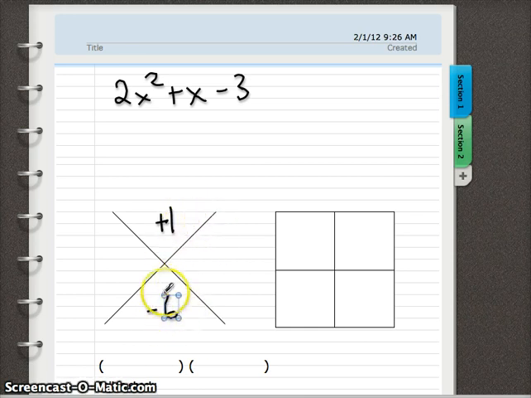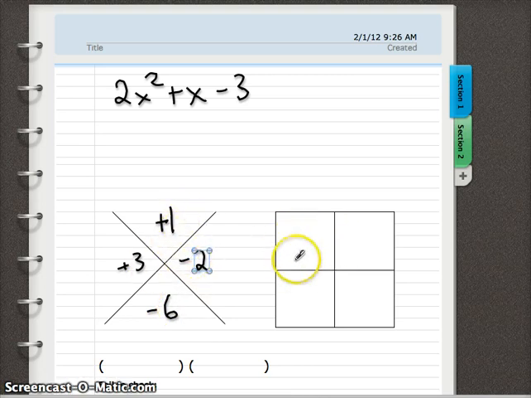Well, 2 and 3 are factors of 6, but how do they multiply to get negative 6 and add up to 1? Well, if we make a positive 3 and a negative 2 our factors, they'll multiply to get negative 6, but they will add up to positive 1.